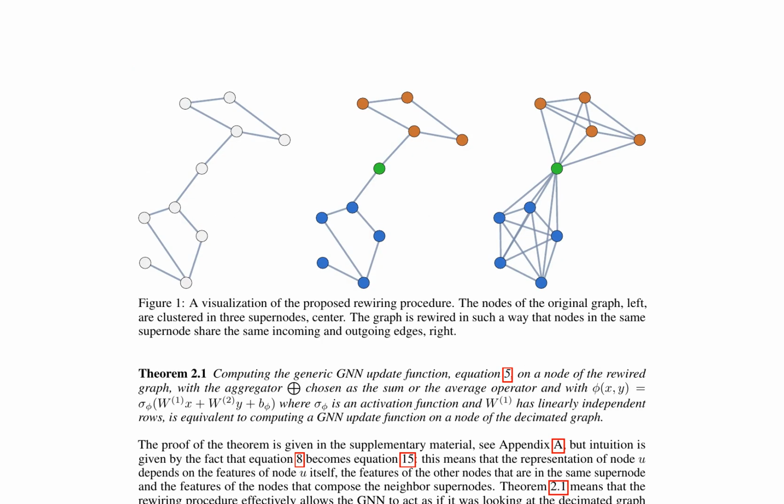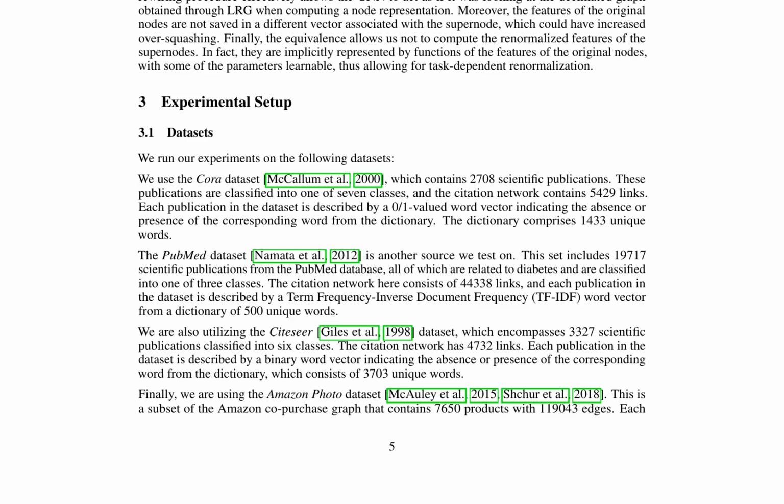This research paper presents a novel approach to improve the performance of graph neural networks, GNNs, on large-scale graphs. The proposed method, referred to as Laplacian renormalization group, LRG, operates by rewiring the original graph into a smaller version, known as the decimated graph, while preserving the original graph's spectral properties. This process is visualized in Figure 1, where nodes are clustered into supernodes, and the graph is rewired so that nodes within the same supernode share the same incoming and outgoing edges.